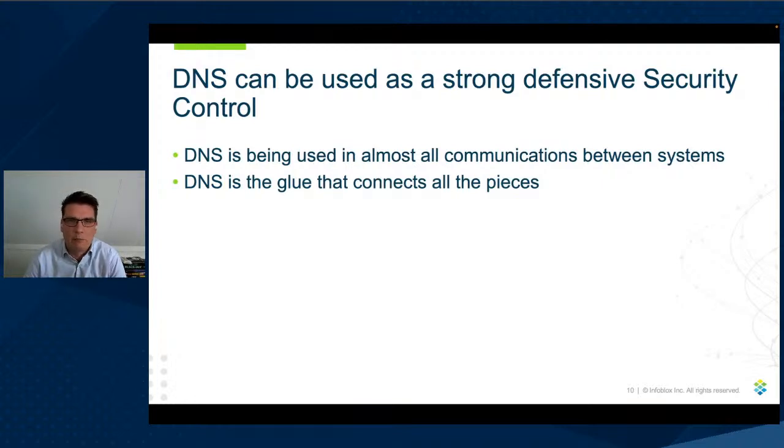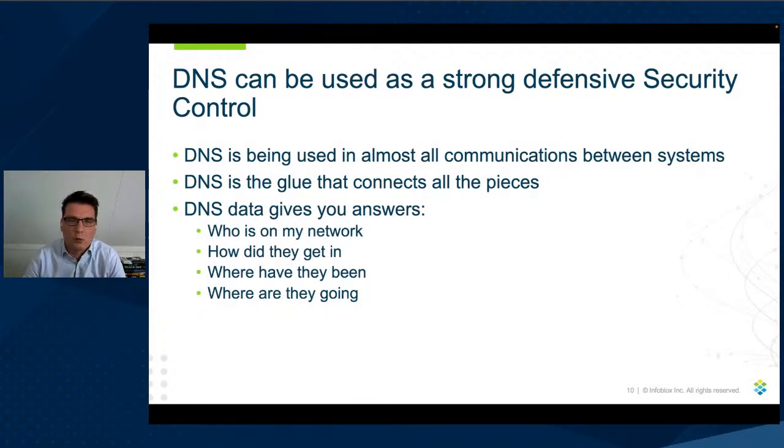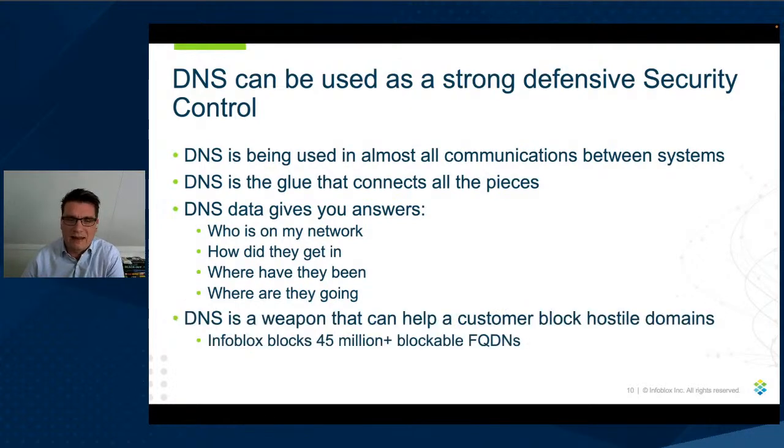DNS data gives a lot of important answers, such as who's on my network, where did they get in, which obviously is a very important question to answer when you're the CISO of a company who has been hacked. But also, where have they been? Where are they going? DNS can be used as a very powerful weapon that can help a customer block bad domains. And currently, we can block 45 million plus fully qualified domain names in a fully automated way. So to protect our customers, you could say that DNS will help customers to conduct business in a hostile environment.